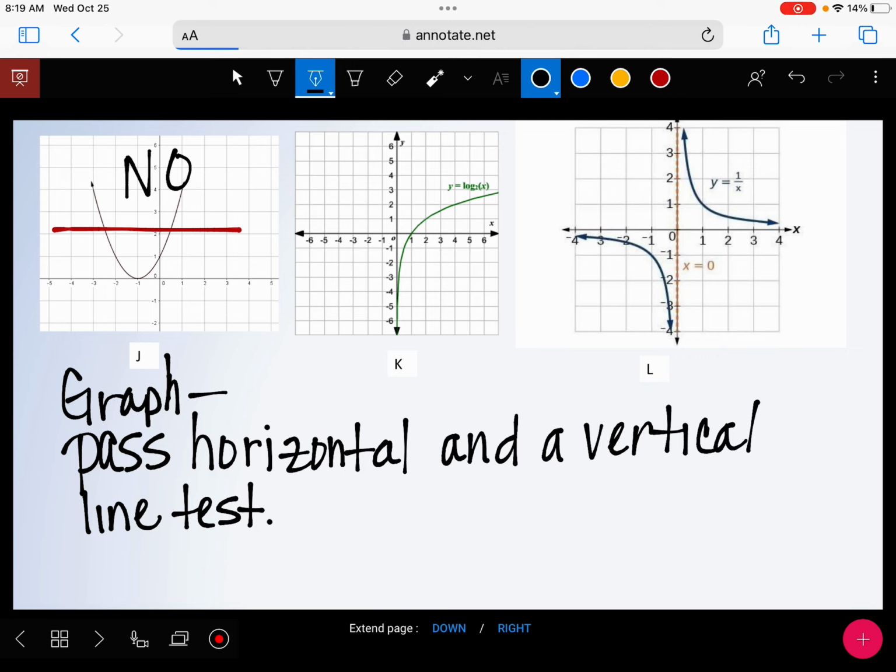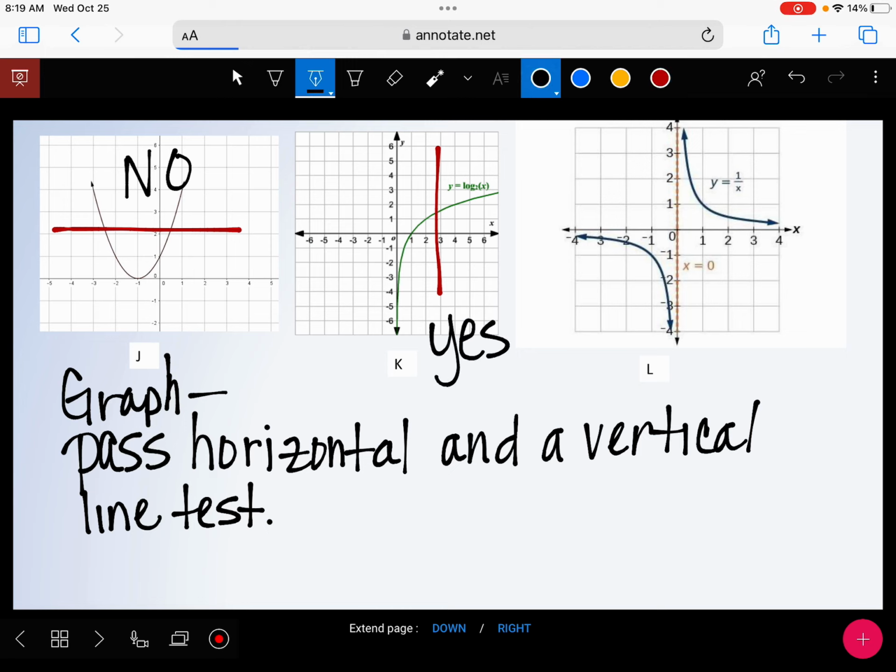K is actually a log, which is what is going to be in your Chapter 5 test, not the Chapter 5 quiz. We'll talk about that at the end of next week. If I draw a horizontal line, it only crosses the graph one time. And if I draw a vertical line, it only crosses one time. So this is a yes.